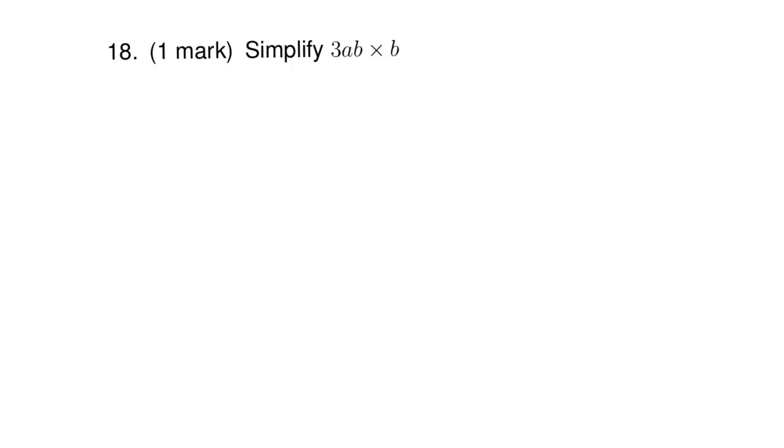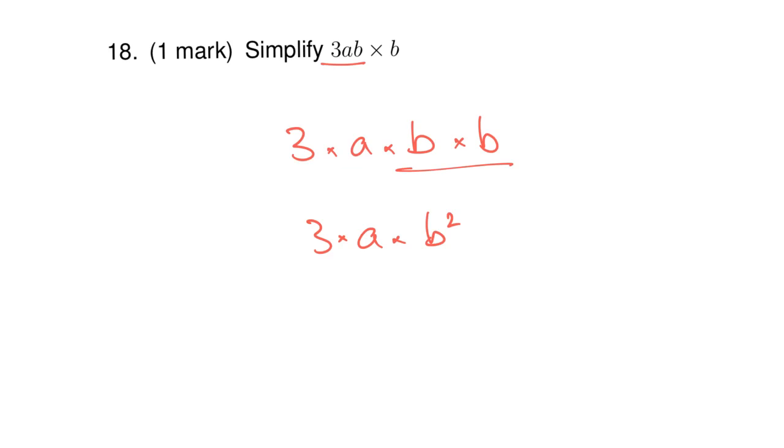Alright, simplify this. Well, I could rewrite this simply. 3ab means 3 times a times b. That's that bit. And then I've got another times b on the end of it. Now I've got 2 of these b's, so b times b gives me b squared, so I get 3 times a times b squared. Finish up by taking out the multiplication signs because we don't need them here. So my answer is simply 3ab squared.